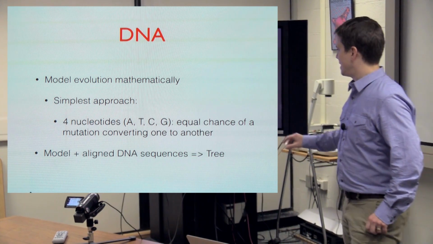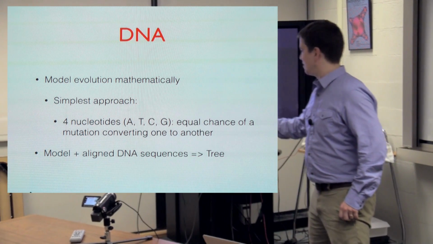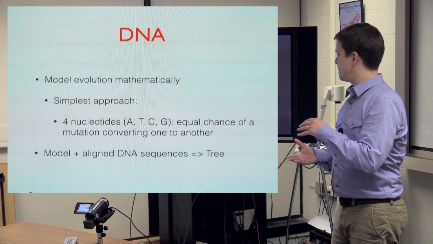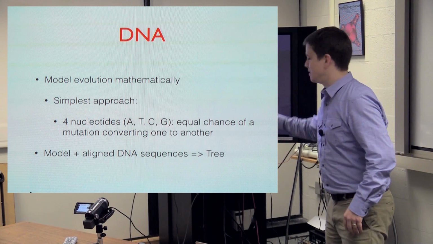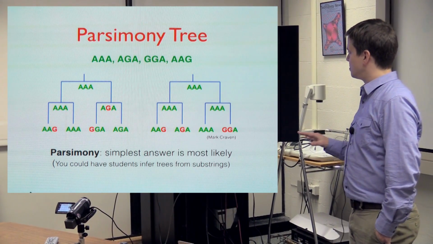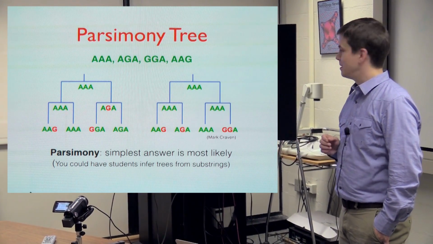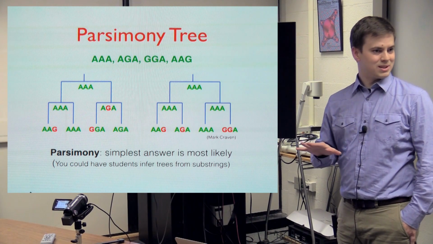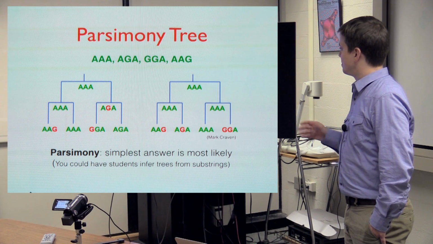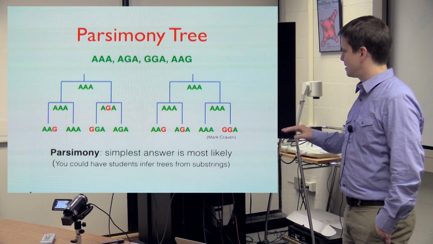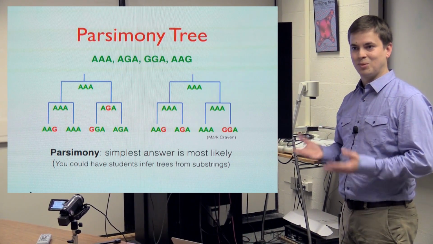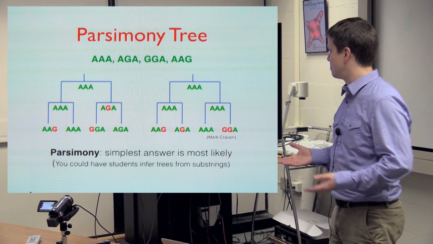So you'd take DNA sequences of the same gene from many different species, line them up, model the evolution, and then you could infer a tree from that. A simple approach to doing this is something you could potentially do with high school students, and that's what I was told to present with high school students in mind: a parsimony tree. Parsimony, or Occam's razor, is that concept that the simplest solution is the most likely correct one.